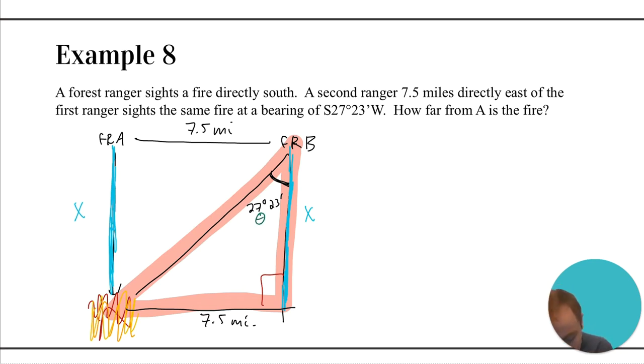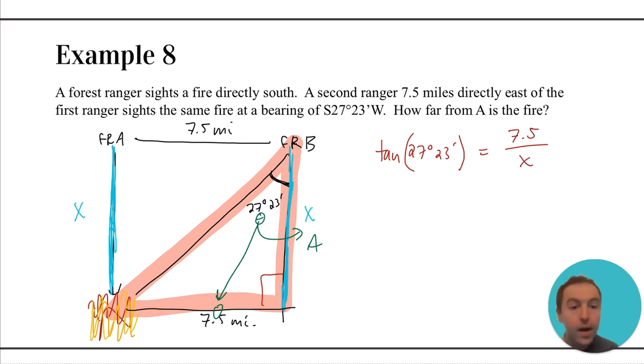So if we make this right here your theta, this side right here would be the side that is opposite that theta. This is the other leg, so this would be the adjacent side. So we could use a tangent ratio, right? So the tangent of that 27 degree 23 minute angle would be equal to 7.5 over x, opposite over adjacent, right?